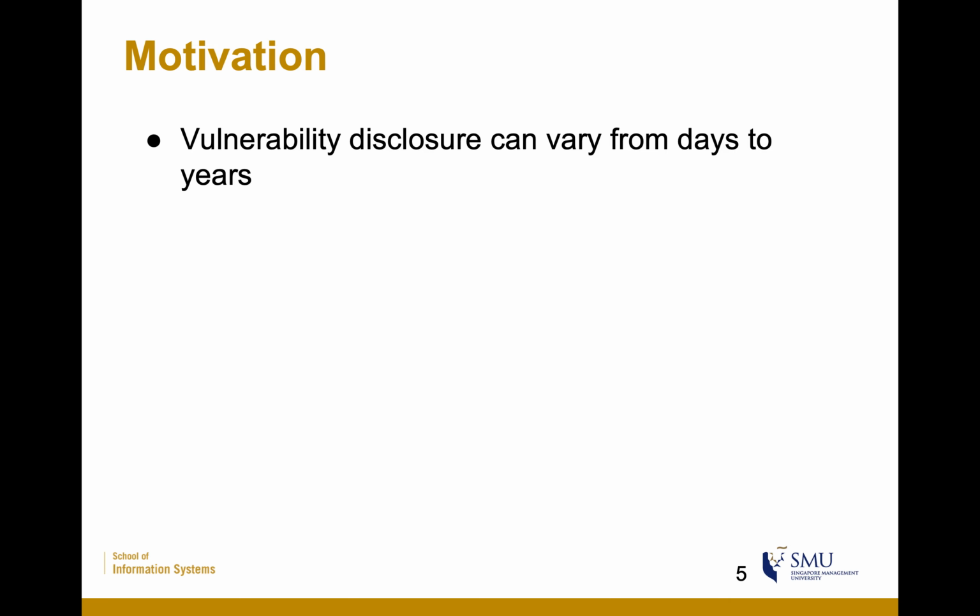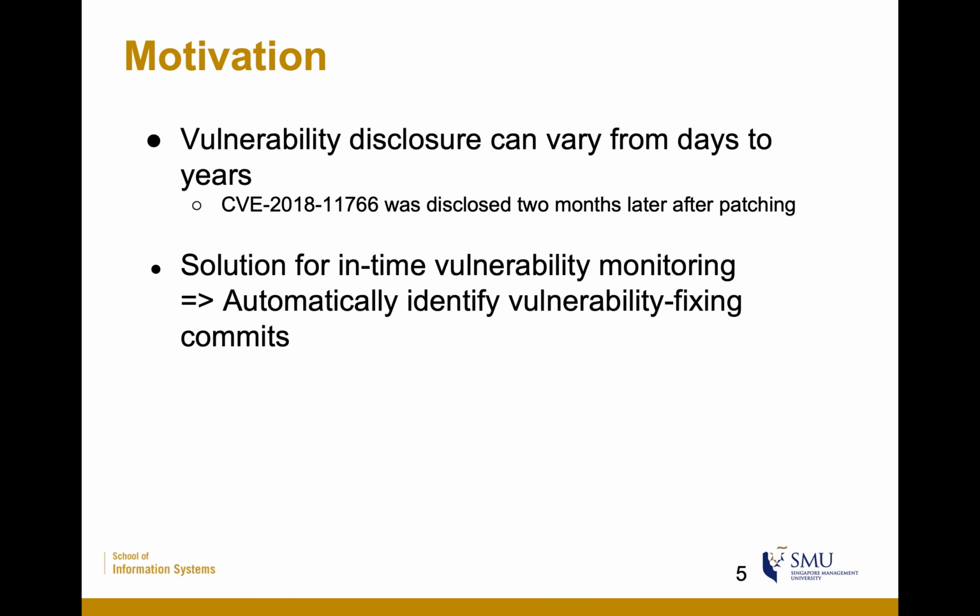As an example, the CVE-2018-11766, which is a critical vulnerability of Project Apache Trust, was only disclosed 2 months after the vulnerability was fixed. As a result, the users of Apache Trust were exposed to huge risks in these 2 months. Therefore, it is crucial to facilitate the awareness of vulnerability fixes as early as possible for open source software users. For example, as early as the time when the fix is pushed to the public source code repository.